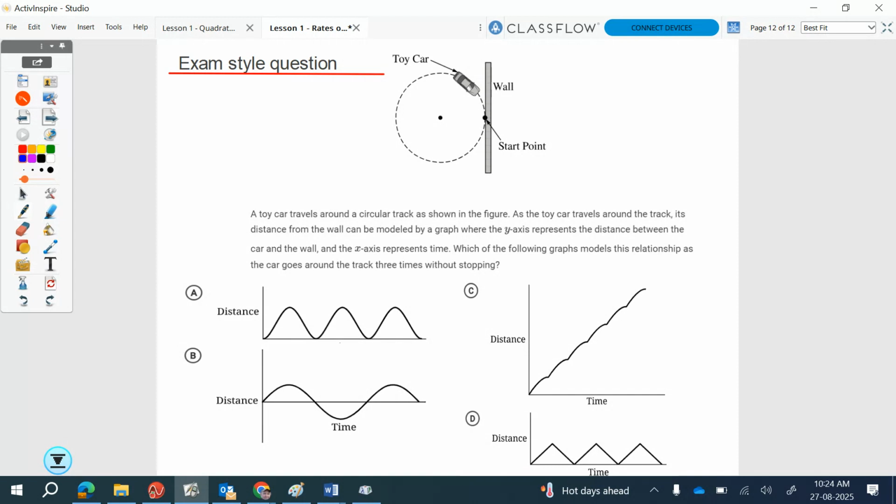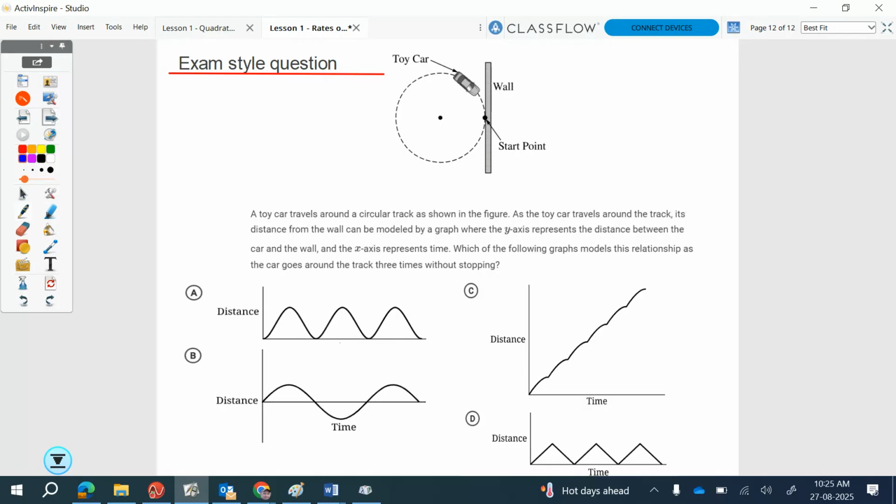All right, let's have a look at this question. You'll start to see it a little bit more as we dig in. I'll show you over the next couple of weeks how things are going to look. Today we're just getting started. This is an exam style question that's going to look exactly like that. They can be quite wordy on these ones. What you've basically got is a toy car moving around and around, starting from here. We are looking at the distance from this wall to the toy car.